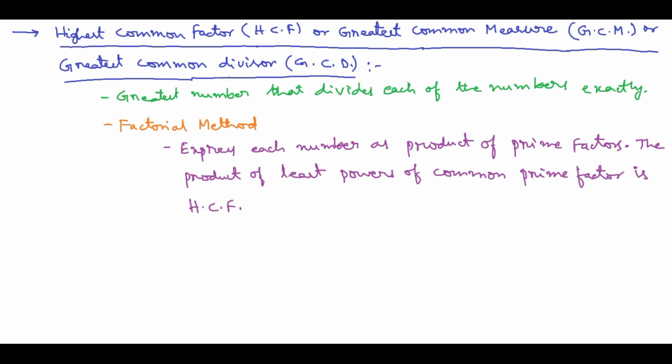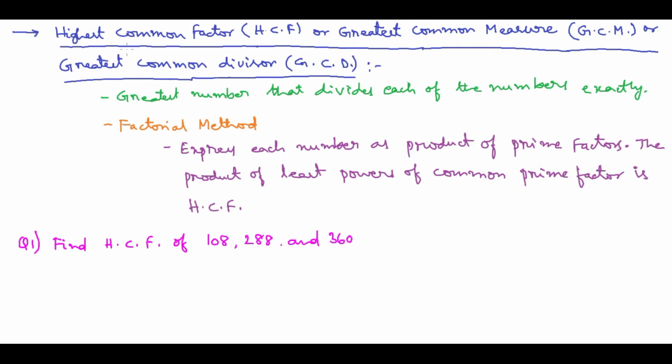The first method is the factorization method. How to do this? First we need to express each number as a product of prime factors. The product of the least powers of the common prime factors is the HCF. This is the way in which we can find the HCF. Let me see how this can be done by taking an example.